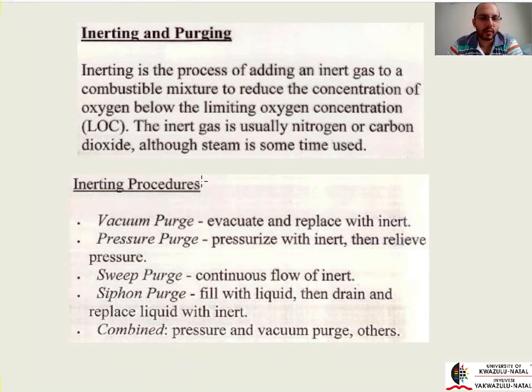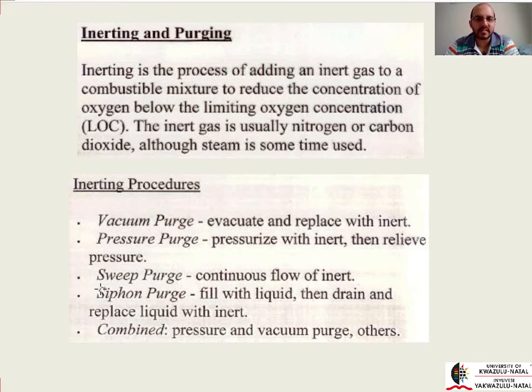Okay, now there are certain ways of inerting, different ways. One way is the vacuum purge, where you firstly try and evacuate that space above the fuel and you replace it with inert. So you draw a vacuum firstly, and then you introduce an inert gas. Another method is to pressurize with inert. So instead of using vacuum, you pump inert under pressure, and thereafter you relieve that pressure, and hopefully some of the oxygen will come out in that relief cycle.